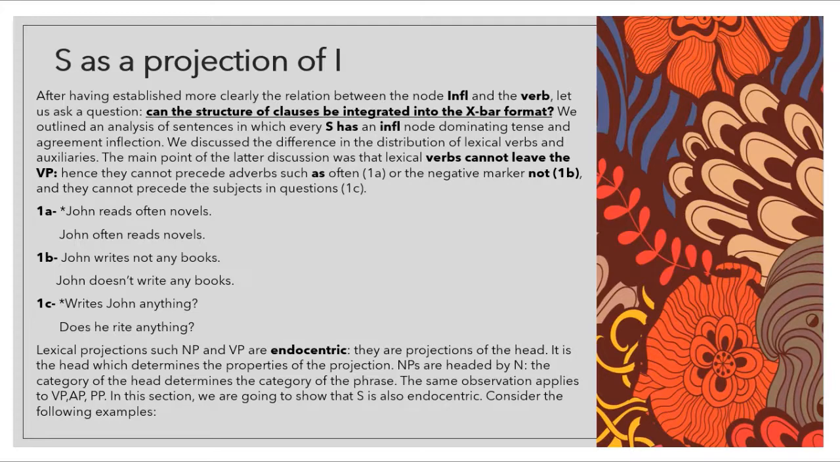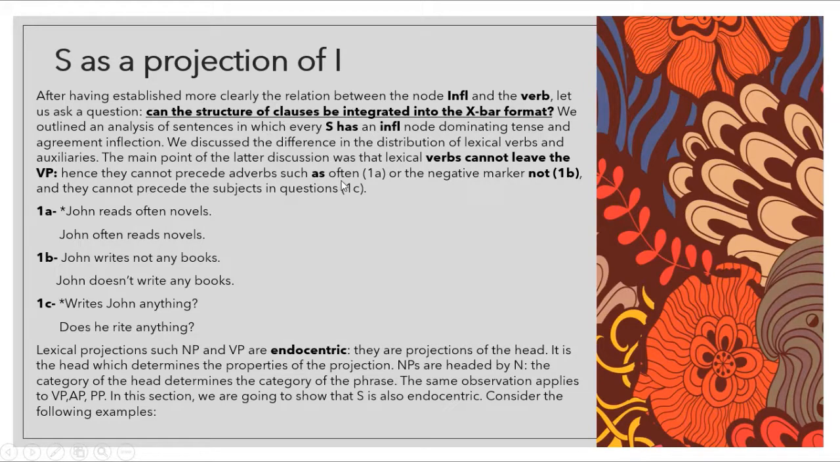The main point of the later discussion was that lexical verbs cannot leave the VP, hence they cannot precede adverbs such as often in 1A. For example, "John reads often novels" is ungrammatical. What we should say is "John often reads novels", because we saw that the adverb always comes before the verb, not after it. We saw that lexical verbs cannot leave the VP, meaning lexical verbs are always in the VP node.